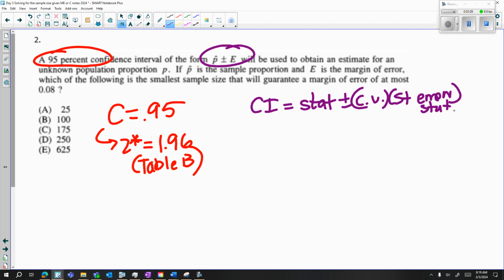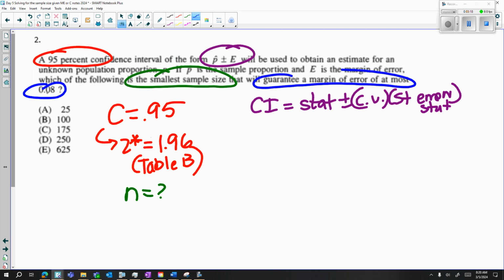It says, which of the following is the smallest sample size? That's n, right? They're asking me about the smallest n that will guarantee a margin of error of at most 0.08. So what inequality symbol do we use for margin of error to be at most 0.08, or 8 percentage points? Less than or equal to. So we want margin of error to be within 8 percentage points, essentially.